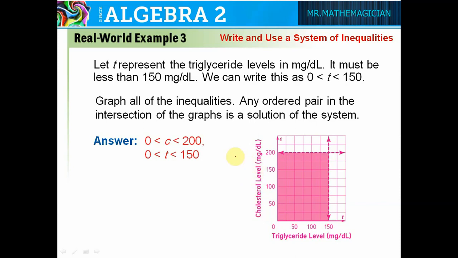Now for the C to be below 200, we will make this horizontal line exactly at 200, and of course it's a dashed line because we don't have here an equal sign, and we will shade all the part below this line. So to the left of this one and below this one, they will intersect at this region.